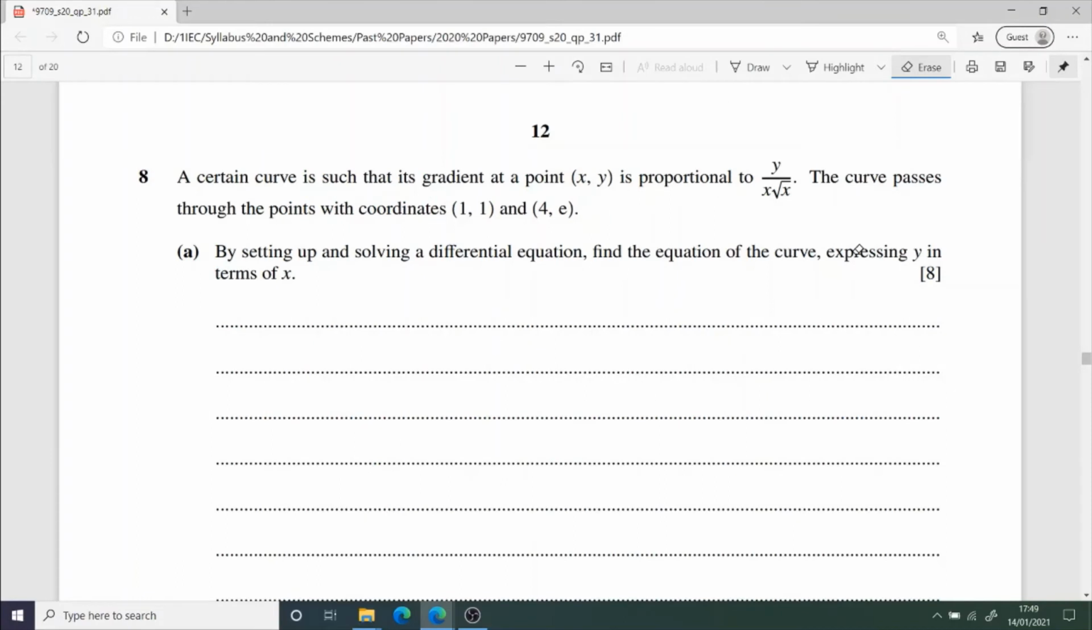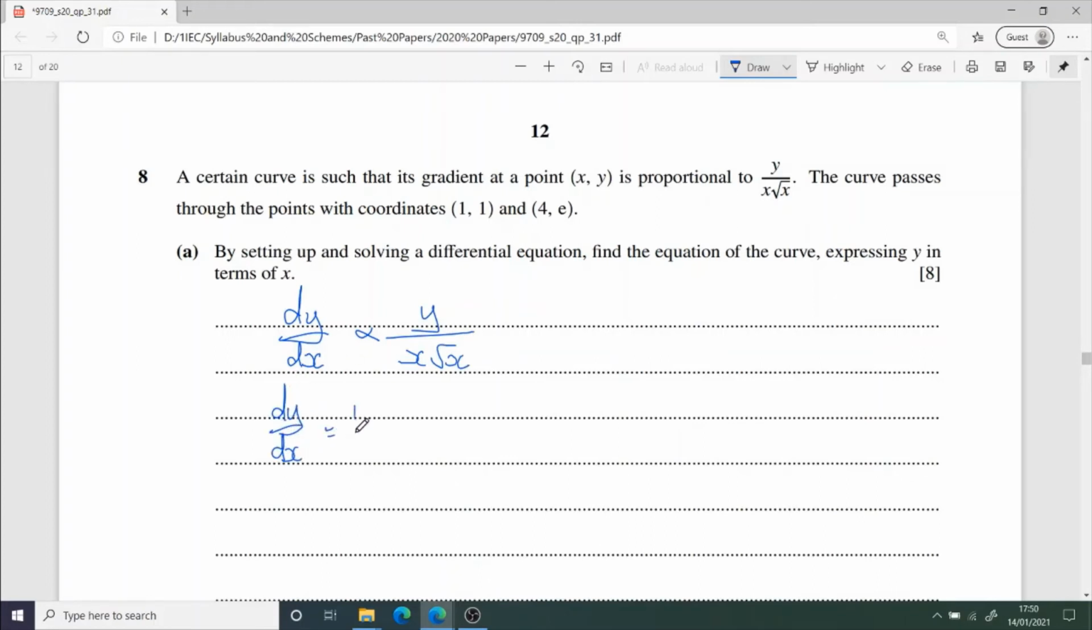Here we've got a question on differential equations. So we're told that the gradient of this certain curve is proportional to y over x root x. So we'll start maybe by writing that dy by dx is proportional to y over x square root of x. We could write that as an equation. Dy by dx is equal to k times y over, and let's change this into index form, x to the power of 3 over 2.